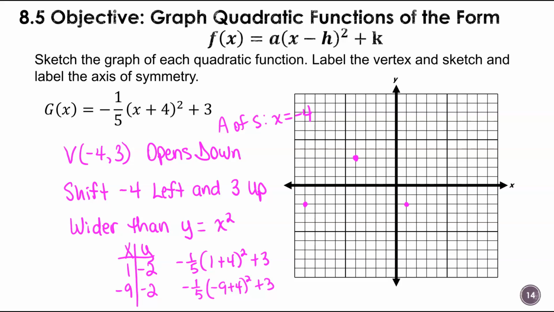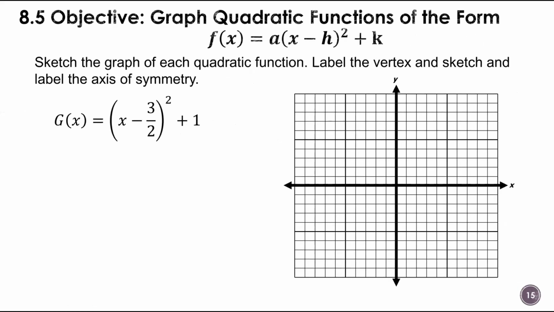This is very wide, and it's very wide because of that negative 1/5, right? Because the larger the denominator, the wider it's going to get. And then graph your axis of symmetry, x equals negative 4. And so that's it. We found everything.